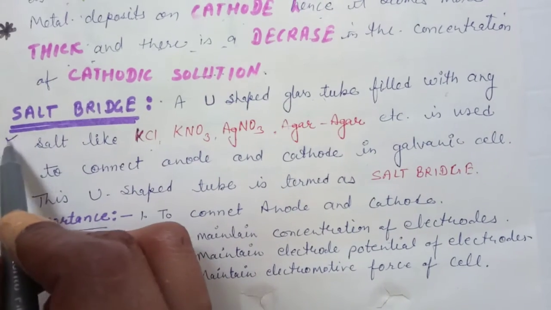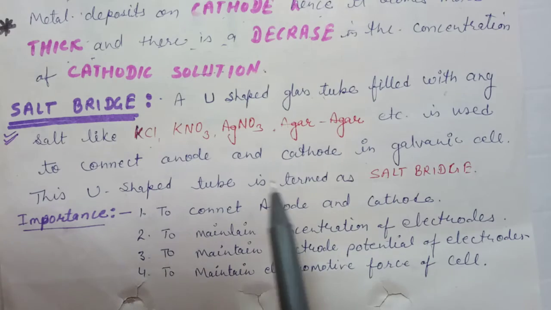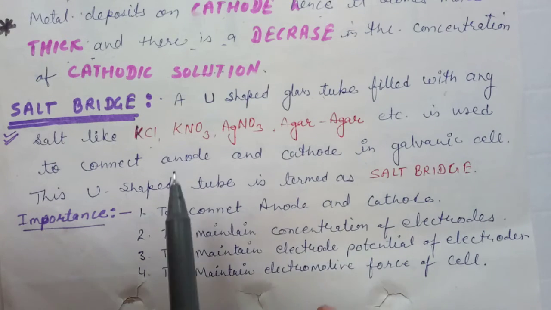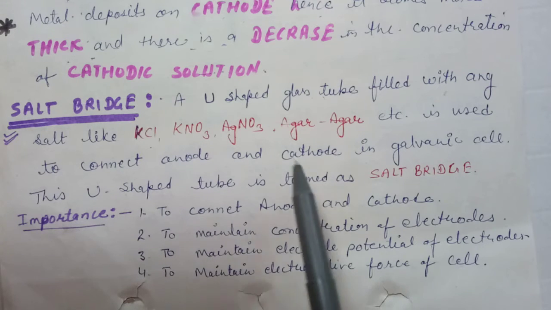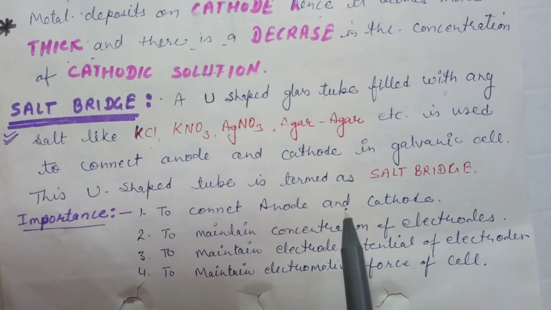Very important question for this year's exam: What is a salt bridge? Okay, and what is important? Why do we use the salt bridge in the galvanic cell? First of all, we use it to connect the anode and cathode.